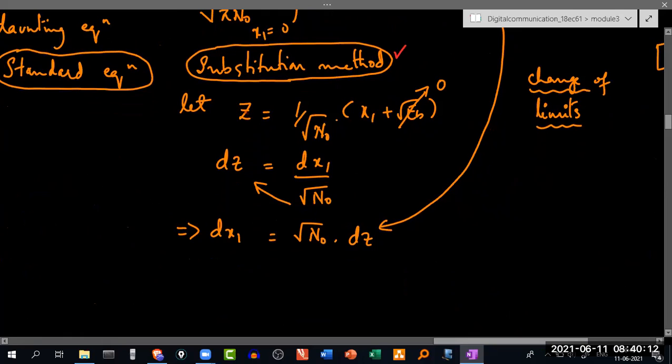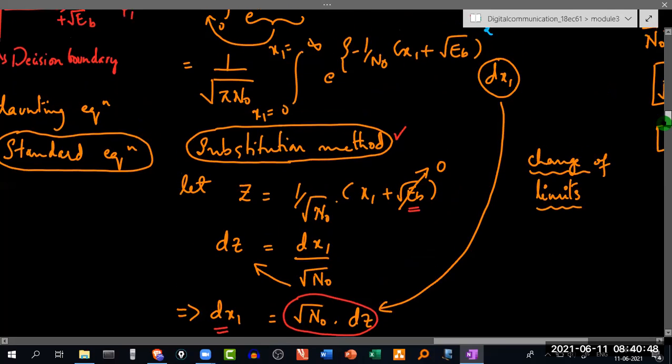And if I substitute this entire value as equal to z, and if I differentiate it with respect to z over here, I'll get dz here. And because this is a constant value, and differentiation of a constant value is 0, I'll be left with dx1 divided by square root of n naught, such that if I cross multiply this, I can have dx1 as equal to square root of n naught into dz. And I can make use of this value in place of dx1.